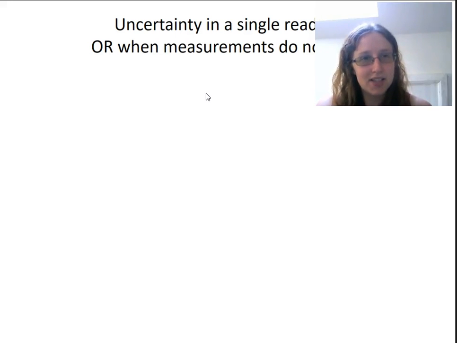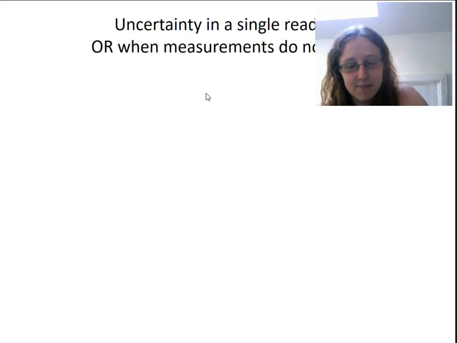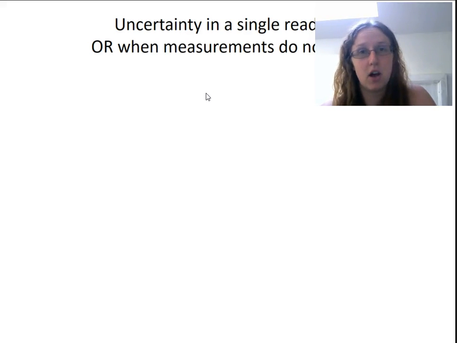Okay, uncertainty then. We're getting close. I know this is a longer video, but we're getting close, I promise. So uncertainty. This is something I'm going to look at that's a way of considering how good your measurements are. What's your range of certainty?